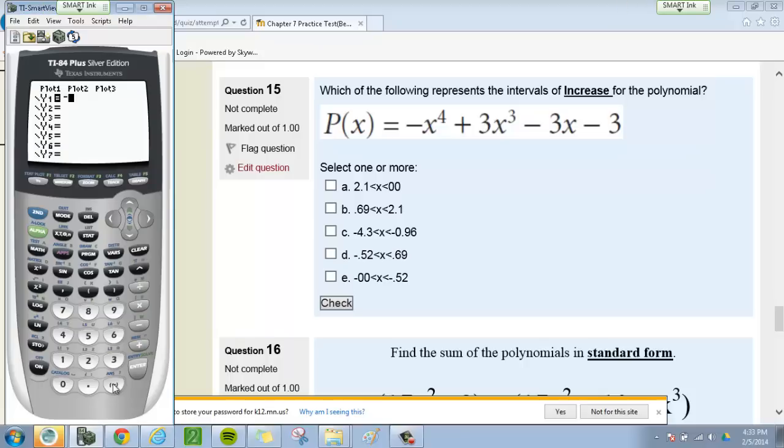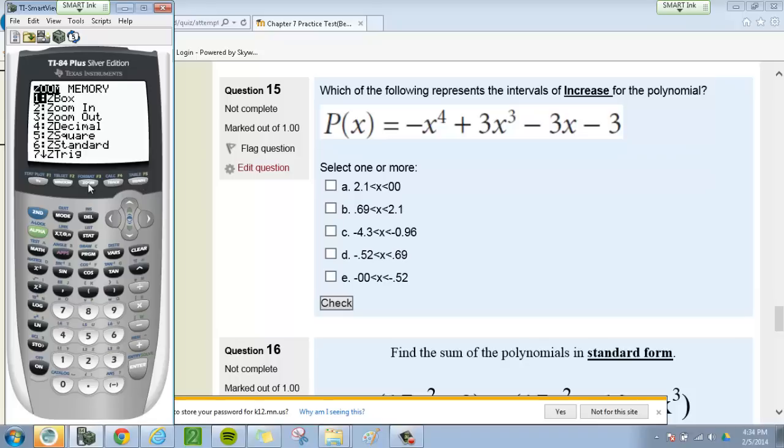Now we're going to put this in there. We got negative x to the fourth, oh, this is a fourth degree polynomial, plus 3x to the third minus 3x minus 3. Negative x to the fourth plus 3x to the third minus 3x minus 3. Okay, looks good. Let's graph it. Oh, it's way down there. Okay, we want to zoom in on that area.